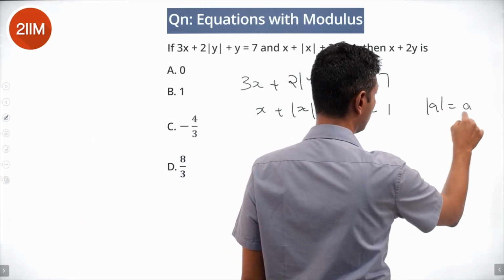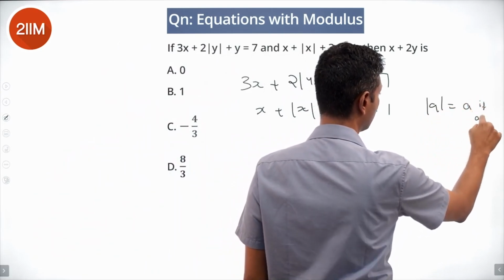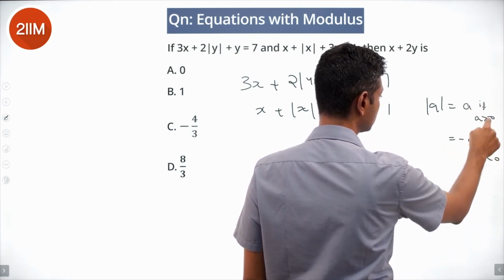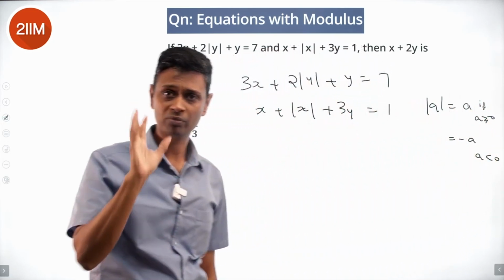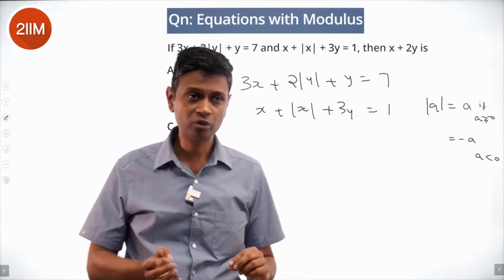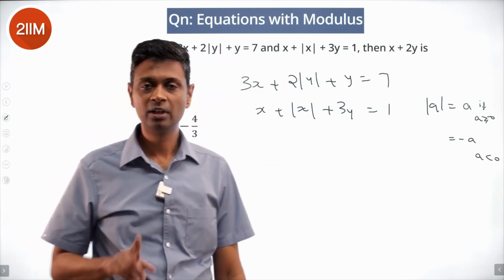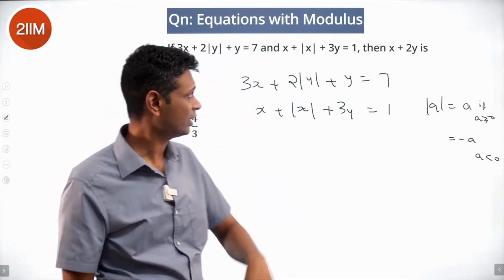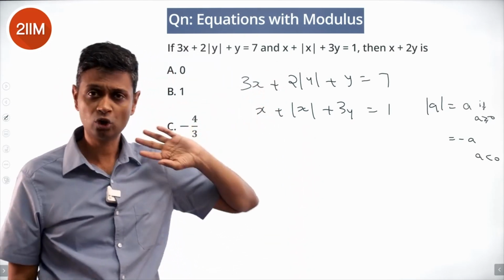Mod a equals a if a is greater than 0, equals minus a if a is less than 0, and equals 0 when a is 0. We can use that idea. When x is positive, mod x will be x. When x is negative, mod x will be minus x. We can form different equations, then solve them.